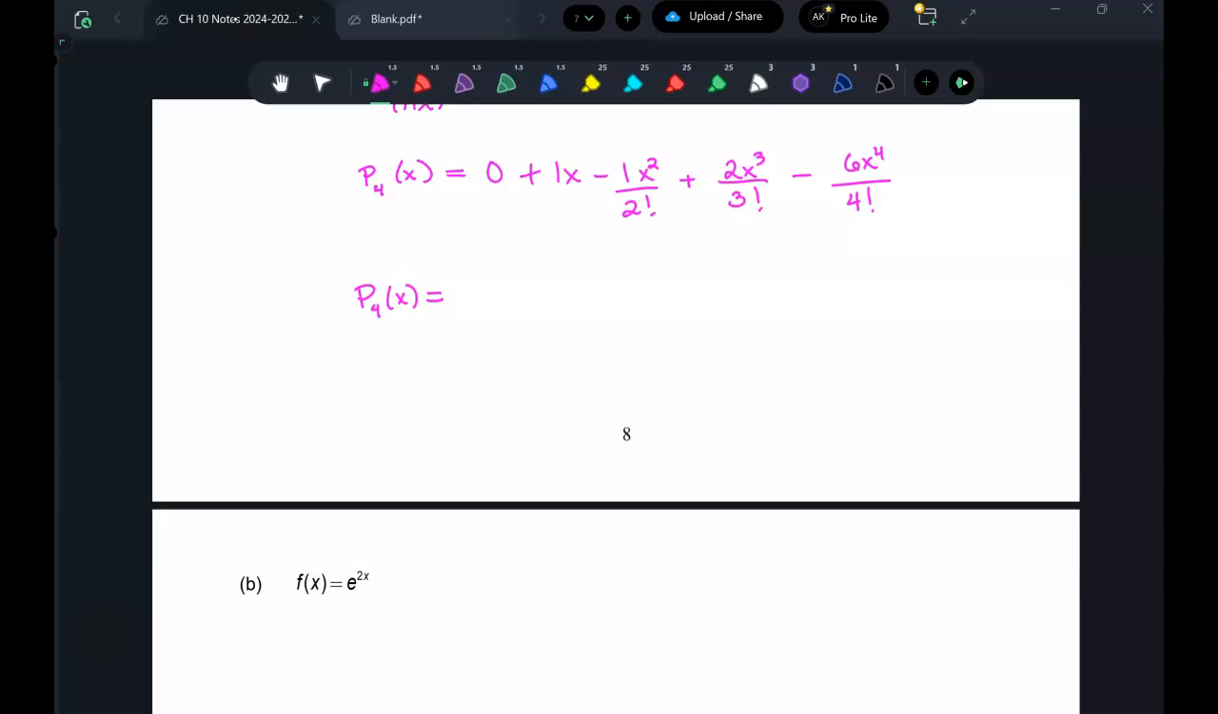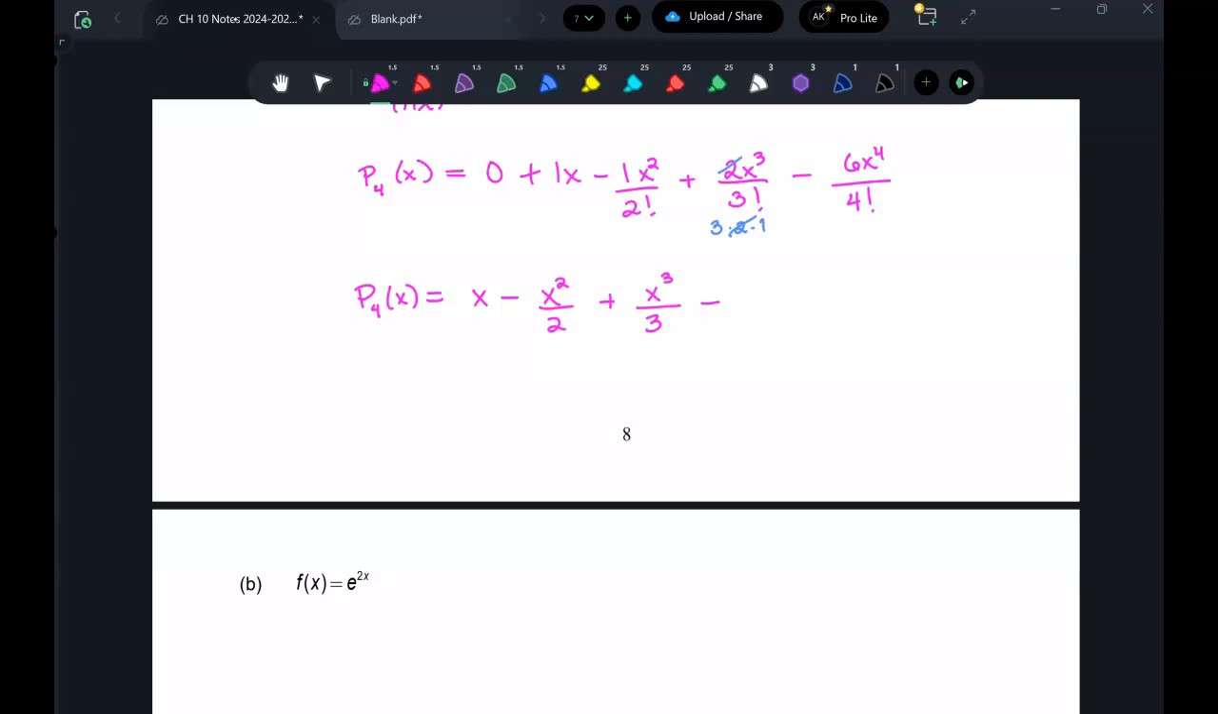So what does this look like in simplified form? x minus x squared over 2, plus x cubed over 3, because 3 times 2 times 1 would be 3 factorial, so the 2's would cancel. You should hopefully see a pattern now.